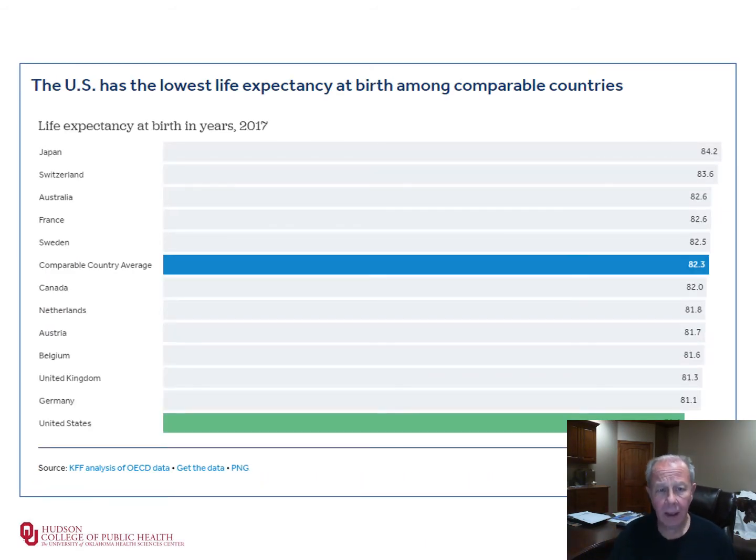And in fact, if you look at the life expectancy at birth among comparable countries, you can see Japan has the highest life expectancy at 84.2 years, and the United States is at the bottom at just over 79 years of expected life expectancy at birth. So our life expectancy is lower than these other industrialized nations, and the large amount of money that we're spending on healthcare isn't giving us the great outcomes that we hope for.